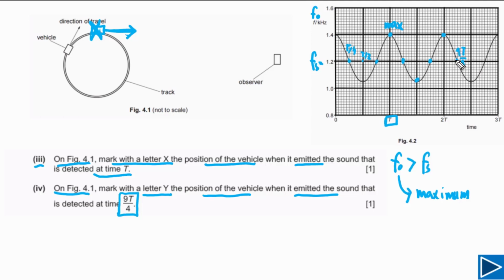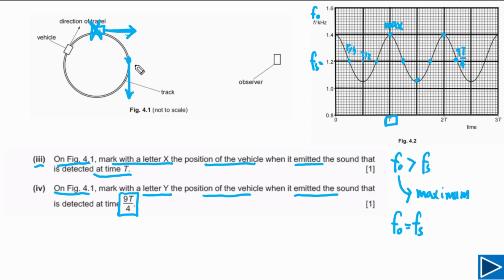Now if you look at this point, at this time, the observed frequency is equal to the frequency of the sound produced by the source. So simply we can say at this time the observed frequency is equal to the frequency of the sound produced by the source. Now the question is asking us to mark that position. So that is possible when the vehicle is here.